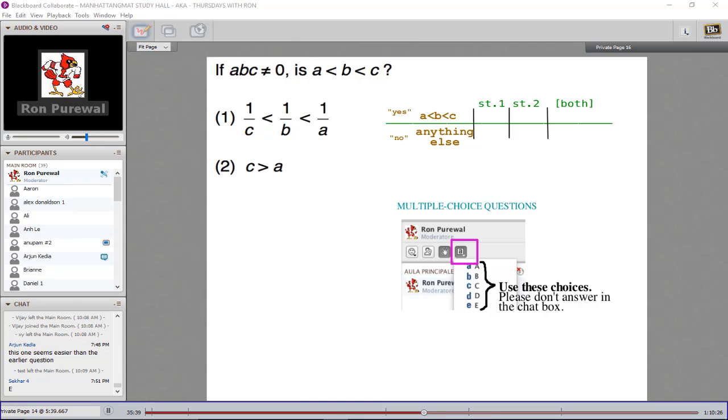Please read the directions. Do not answer in the chat box. You should have multiple choice options. If you are the person who answered in the chat box, please answer in the correct place.